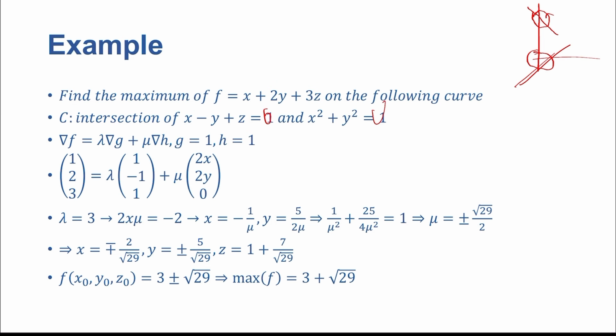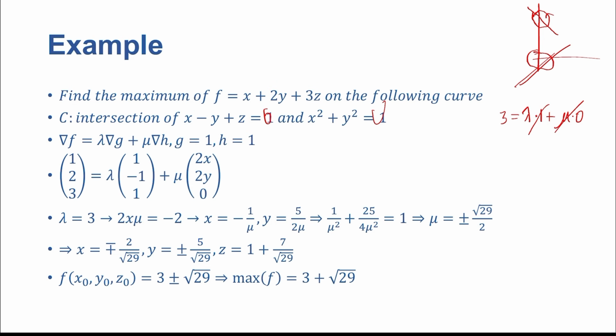That forms 3 equations for us. From here, we can actually start with the bottom equation. The bottom equation gives us 3 equals lambda times 1 plus mu times 0. So that cancels out, and we get lambda equals 3. If lambda equals 3, we can plug into the other equations. We get 2x times mu equals negative 2. Thus we get x equals negative 1 over mu. Then we get y equals 5 over 2 mu.